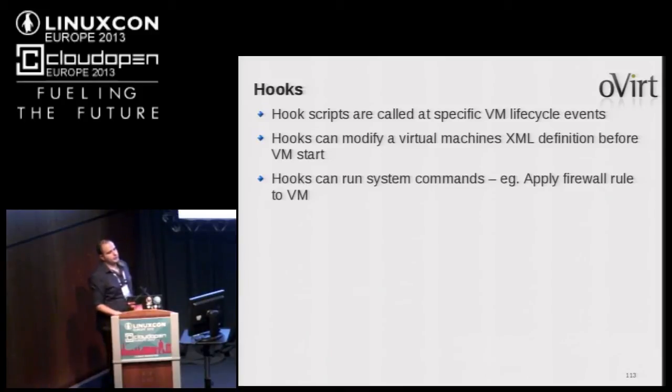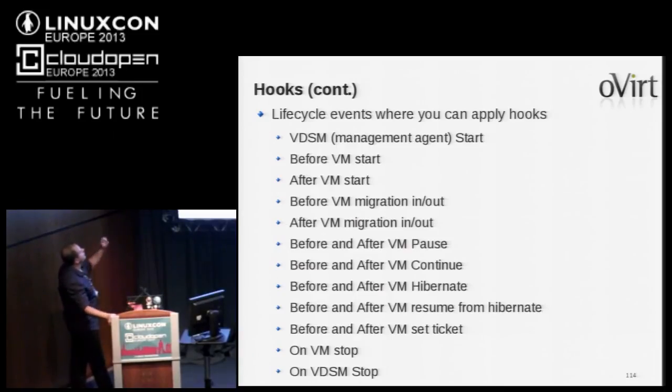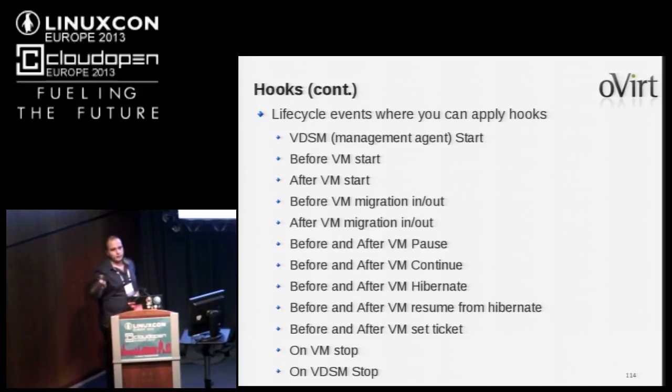Hook scripts are called at specific VM lifecycle events. As I said, they can modify the VM or apply a specific rule or run any command you want. The different lifecycle events you can use are when VDSM starts, before and after the VM starts, before migration, before you pause the VM, before you hibernate the VM, continue, and when you stop the VM. For example, if you created a new iptables entry when you ran the VM, maybe when you stop it, you want to delete this entry. So you would use both the before VM start and on VM stop.